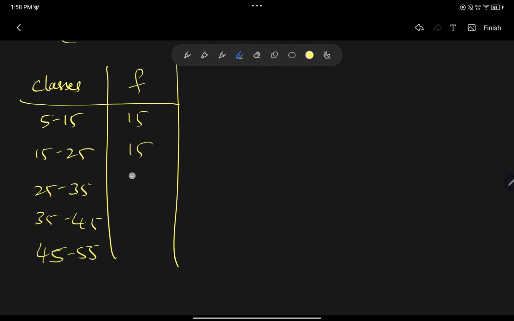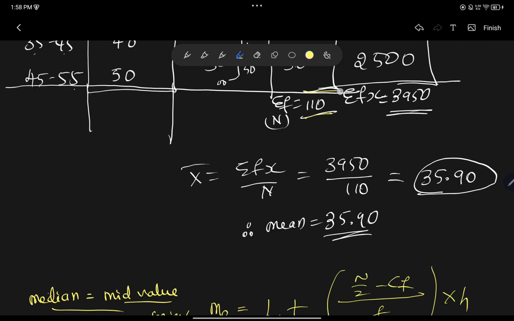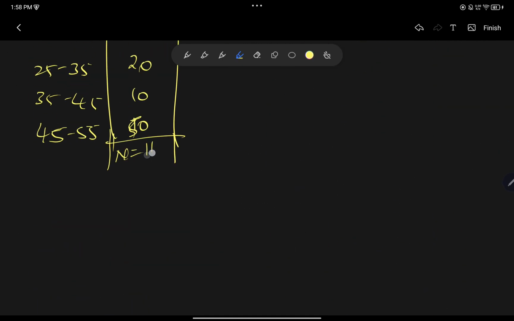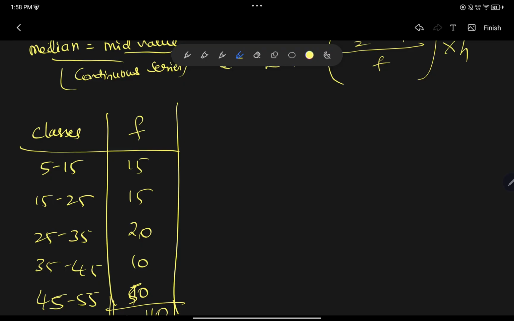15, 15, 20, 10, 50. Correct. So we have the frequencies and the n value here. The total is 110, right? 110 we also have. Now for finding the median, what do we need to add? We need to add cumulative frequency.